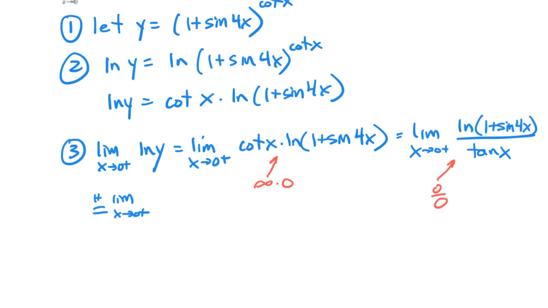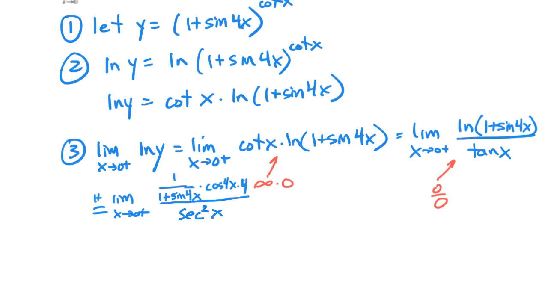let's see, take 1 over the argument, which is 1 plus sine of 4x, times by the chain rule the derivative of the argument. The derivative of sine of 4x is cosine of 4x times 4, right? We're taking the derivative of the inside. The derivative of sine of 4x is cosine of 4x. And it's not plain old x. The derivative of 4x is 4, so we get cosine of 4x times 4. And then on the bottom, the derivative of tangent is secant squared.